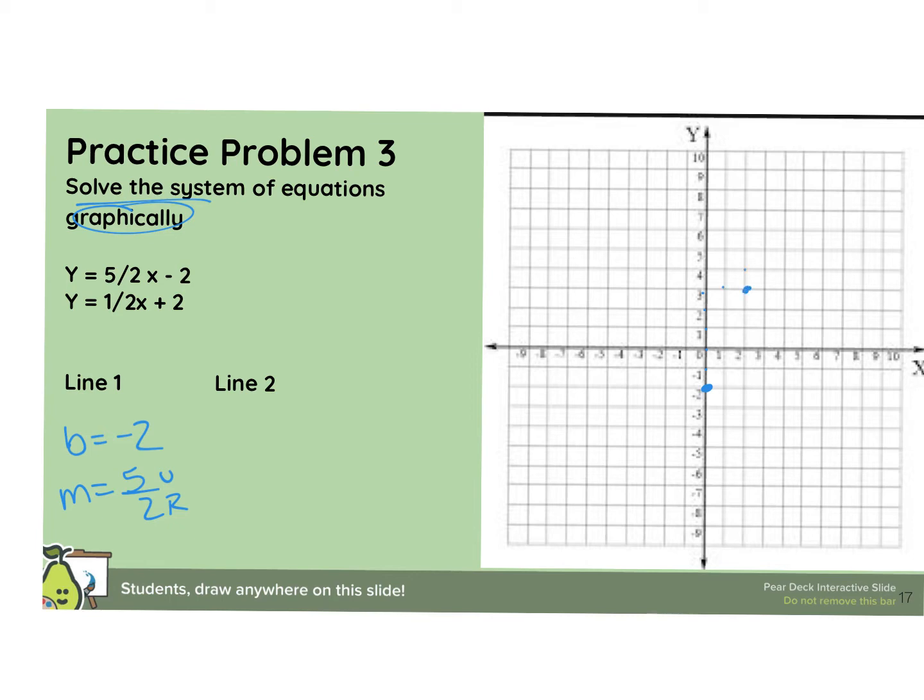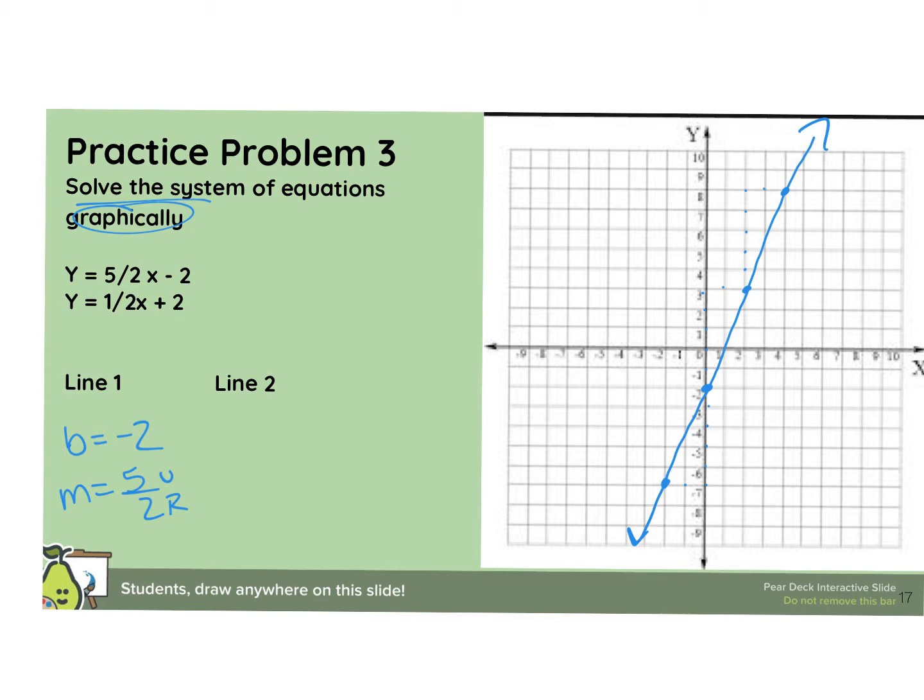Let's do it again. 1, 2, 3, 4, 5, to the right 1, 2. And I'm going to go down and to the left also, just to make sure I have enough points. So I'm going to go down 1, 2, 3, 4, 5, and to the left 2. I just want to make sure I can easily see the point of intersection. So there's my line. Make sure you have arrows.